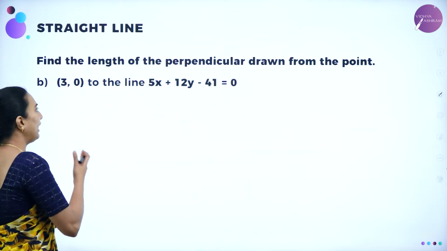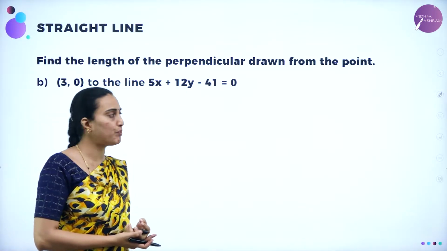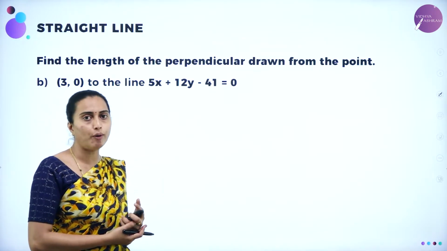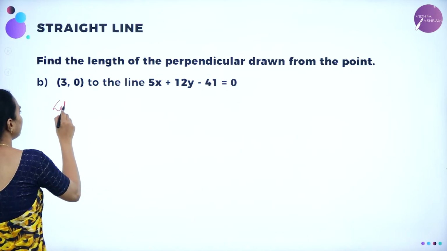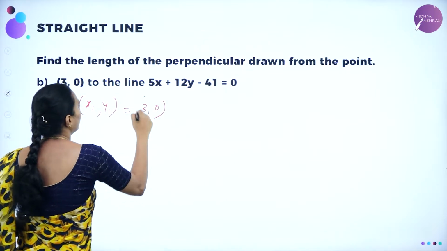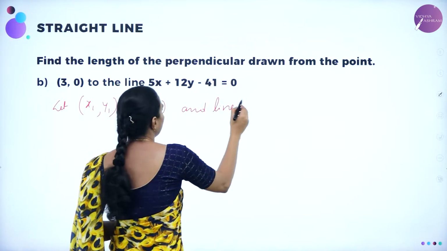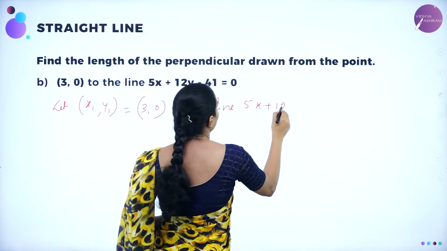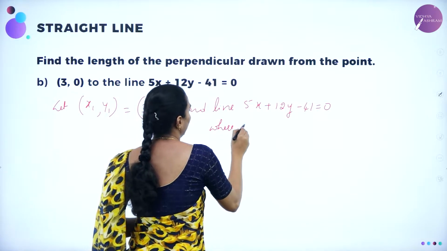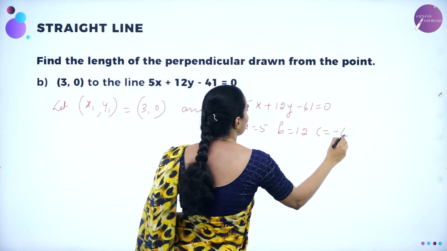What they have asked: find the length of the perpendicular drawn from the point 3, 0 to the line 5x plus 12y minus 41 equal to 0. I hope your guess is right. The same method you are going to follow here. So here I am taking, let x1, y1 is equal to 3, 0, and the line they have given is 5x plus 12y minus 41 equal to 0, where a is equal to 5, b is equal to 12, c is equal to minus 41.